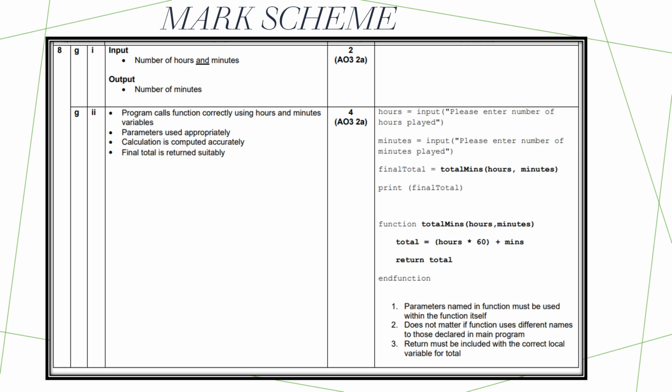For 8G part 2, you have to call the function correctly using hours and minutes as your parameters or arguments. And then to actually create the function, you need to basically convert your hours first and then add your minutes.